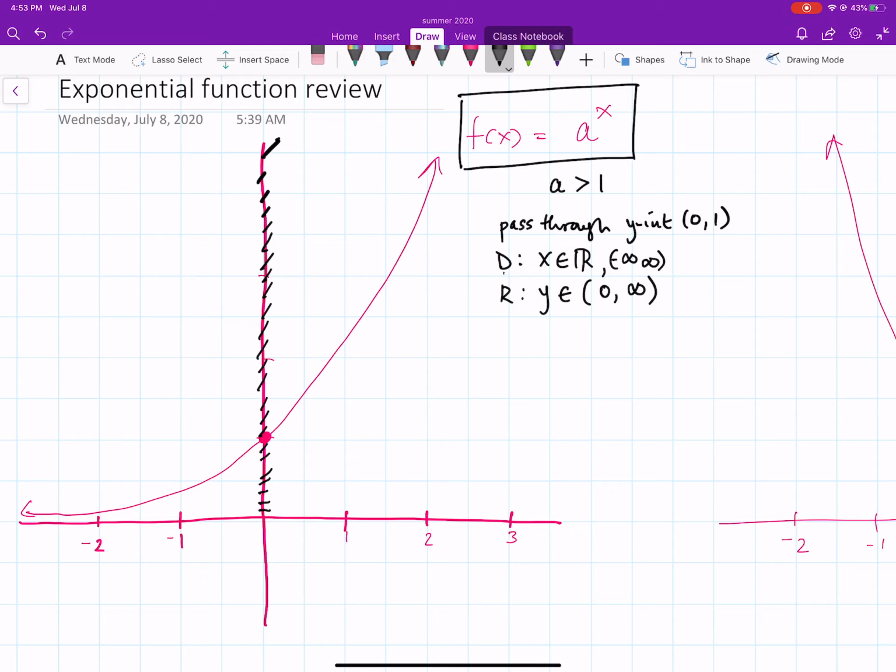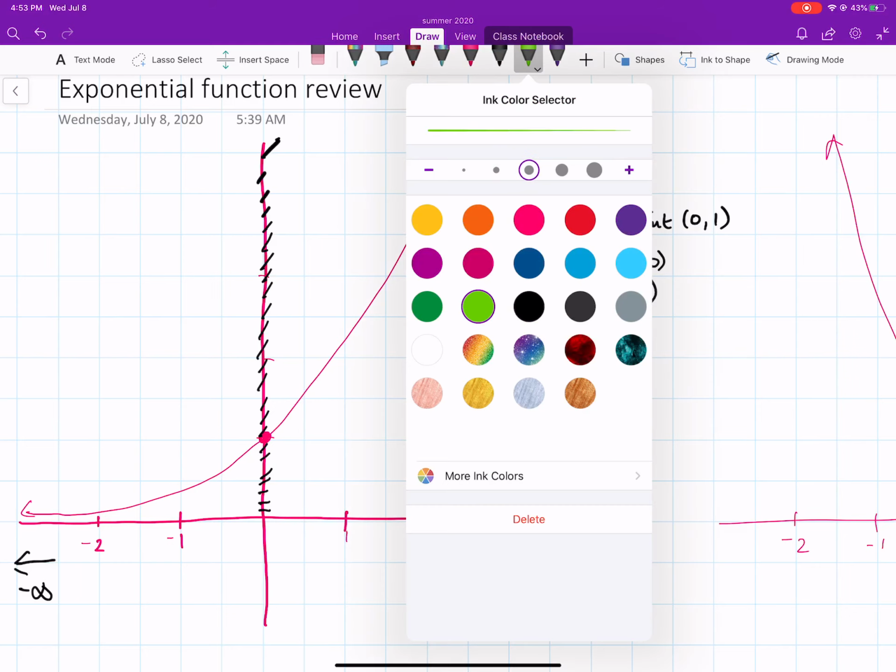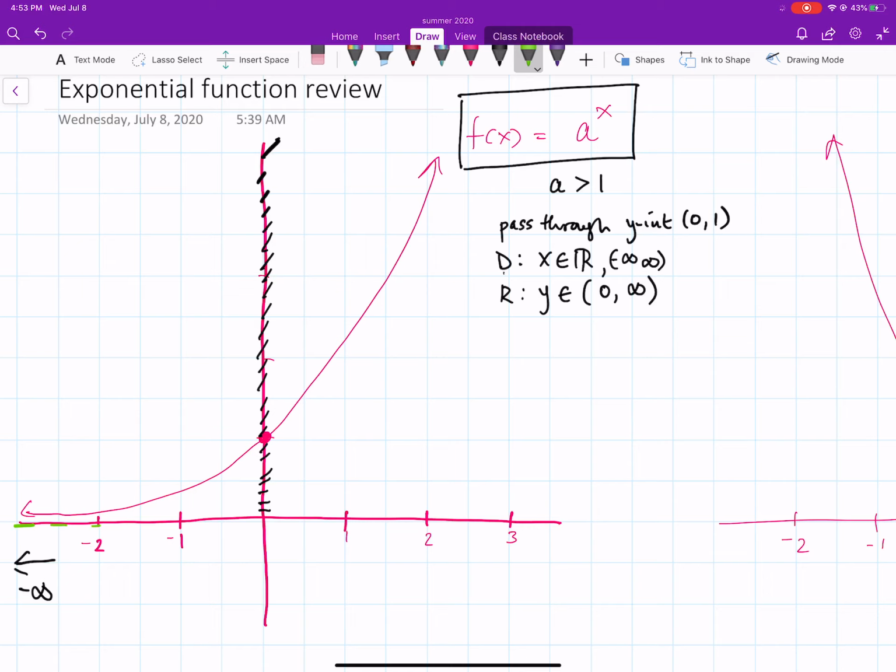And then you can also see that as the graph goes to negative infinity, it looks like the curve is tapering along the line y equal to 0. And we're going to call that feature of an exponential function the horizontal asymptote. So we have a horizontal asymptote, which is a line y equal to 0. So it's a line that the curve gets closer to but does not cross.